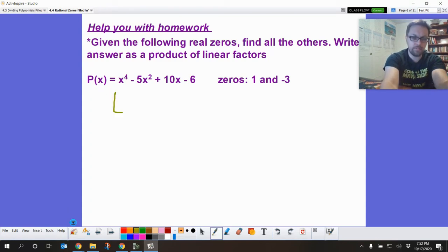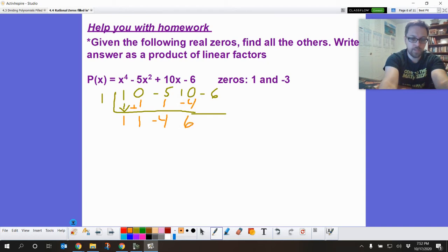So I'm going to divide out a zero of 1. My coefficients are 1. I don't have a cube, so I'm going to put a 0, a -5, a 10, and a -6. So drop the 1, get 1, that's 1. Add these together, it's 1 and 1, that's -4. And then this is also -4. And then this is 6. 1 times 6 is 6. Add these together and I get a 0. So after my first factoring out, I've got x minus 1.